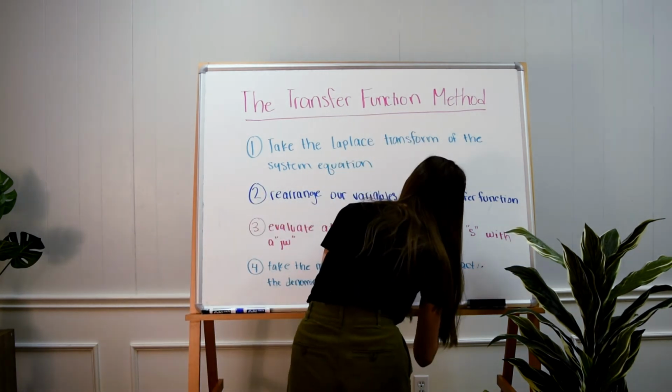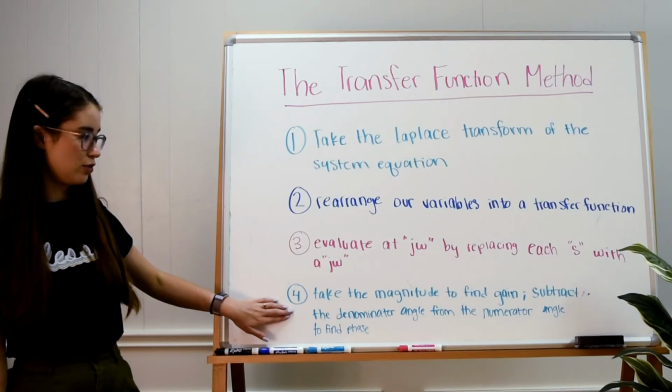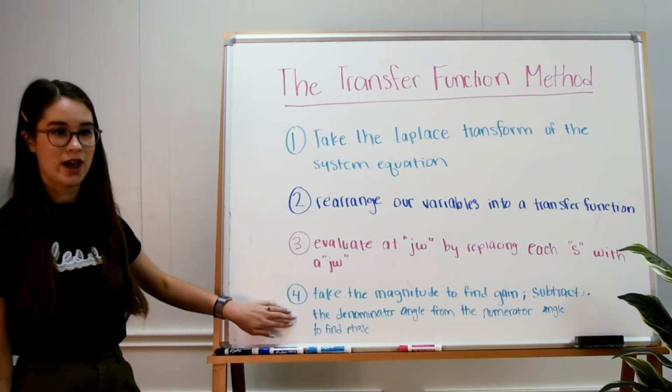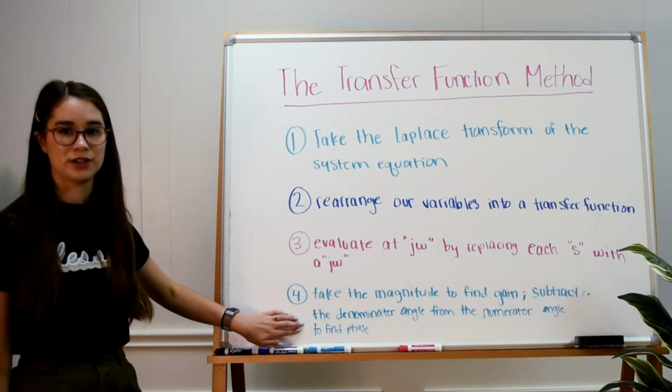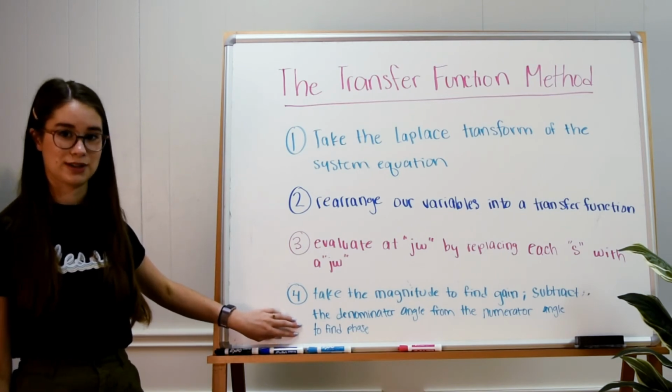Finally, we took the magnitude of our transfer function to find the gain, and we subtracted the denominator angle from the numerator angle of our transfer function to find phase. And remember, these angles are found by doing the arctangent of the imaginary components over the real components.